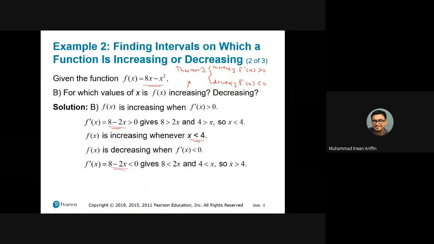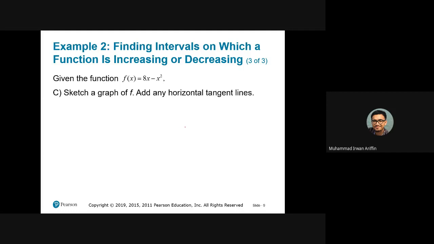So this one will give us x greater than 4. So f of x, the function, would be decreasing whenever x is greater than 4. Now, based on this information we have already collected, let's see. If this is our x, we know that when x equals 4, the slope is 0, isn't it?